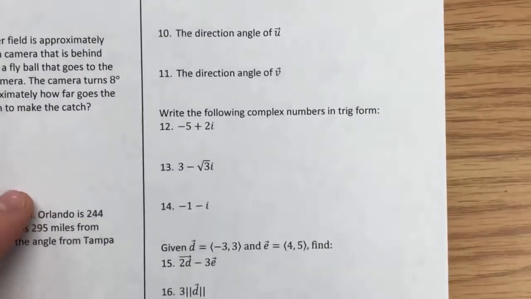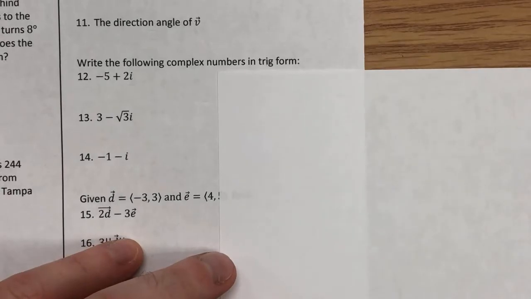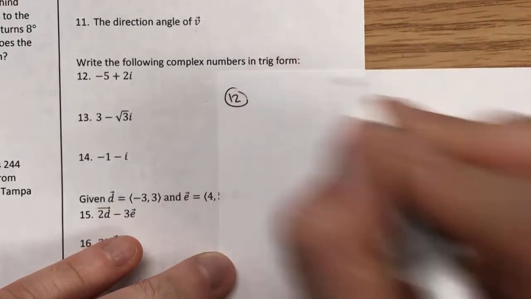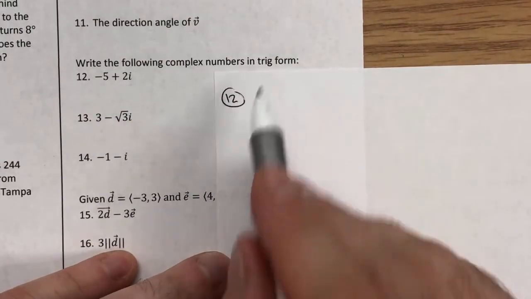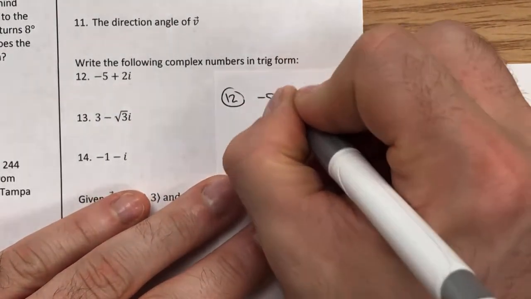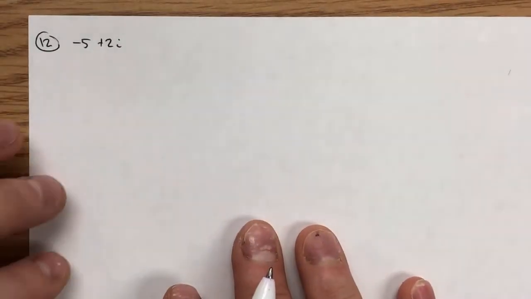So that's going to bring us to question 12. Let's take a look at question 12. We're going to start again on a new sheet of paper to give us some more room. So number 12, we're going to convert the following complex numbers into trigonometric form. If we remember, trigonometric form is a variation of polar form. So I have this number, -5 plus 2i. Let's go ahead and get started on this one.